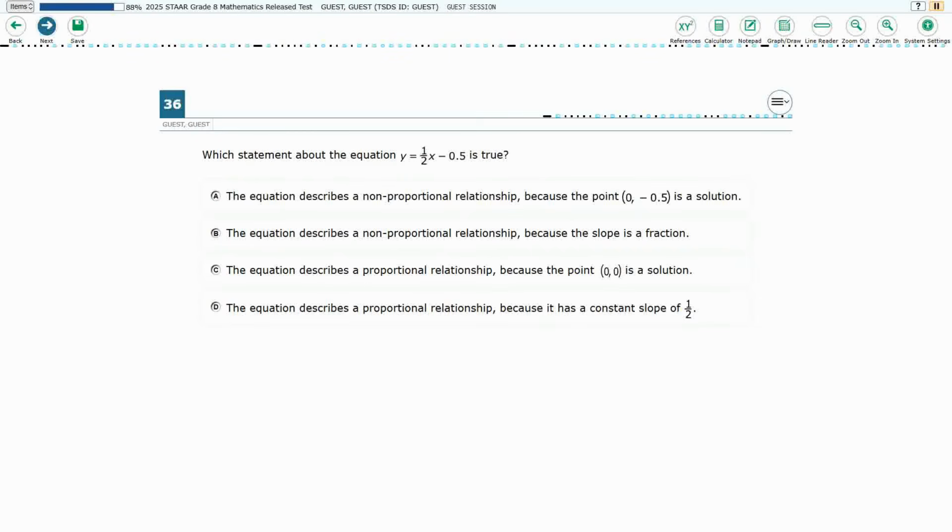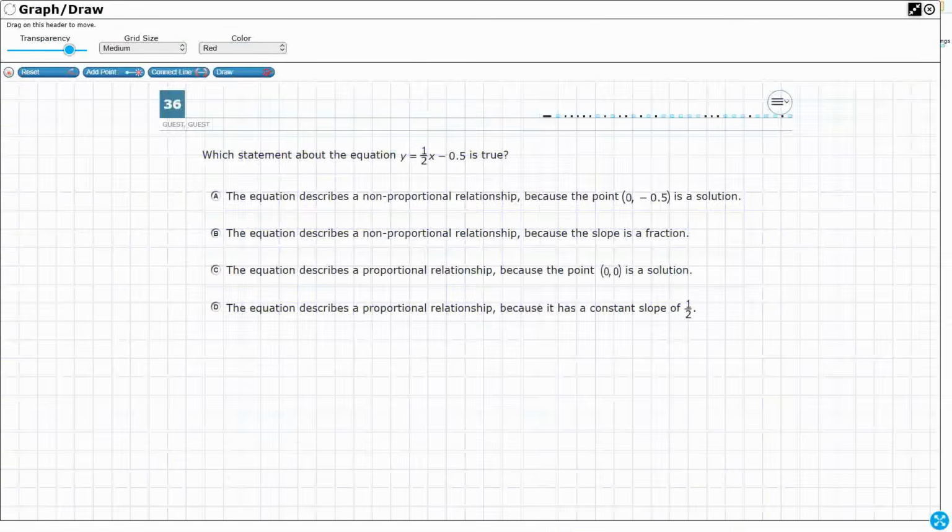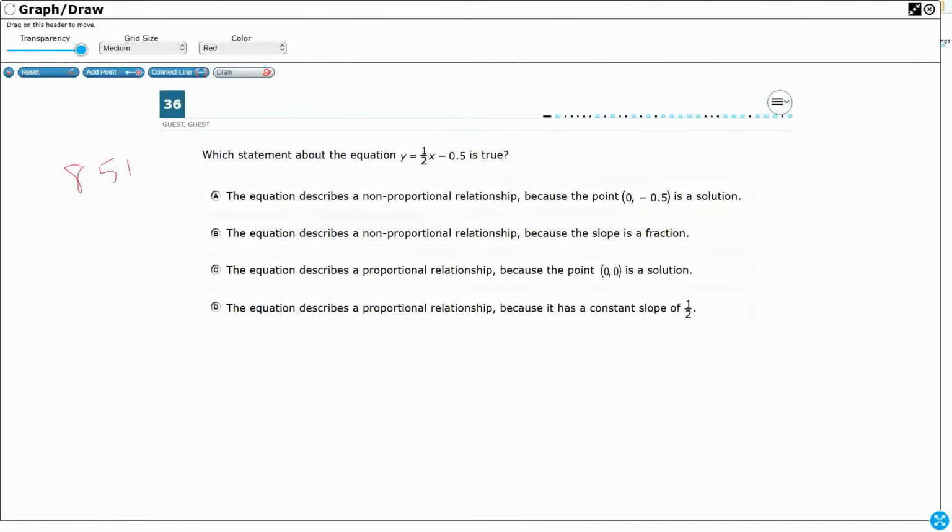Number 36, we are dealing with proportional and non-proportional graphs. This is 8.5F. And so we have a statement here, and we simply need to know, is it proportional or non-proportional? Well, this comes back to the definition of proportionality. Proportional graphs go through the origin. Doesn't matter what the slope is. Non-proportional graphs do not go through the origin. So I'll go like this, or I'll go like this, right? Non-proportional.